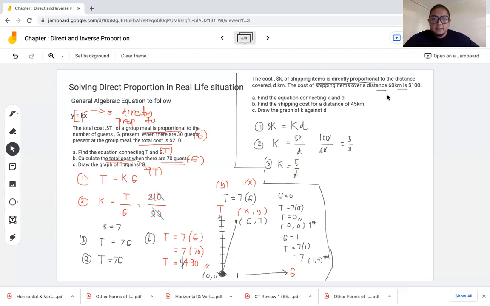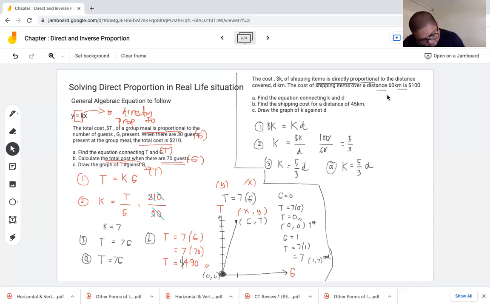All right. So it says find the equation connecting K and D. Sorry, I mistakenly put this one. So this should be 5 over 3 D. All right. So once you get to have that one, what you need to do now is to understand that this is what we're going to look for letter A. A is K is equivalent to 5 over 3D.